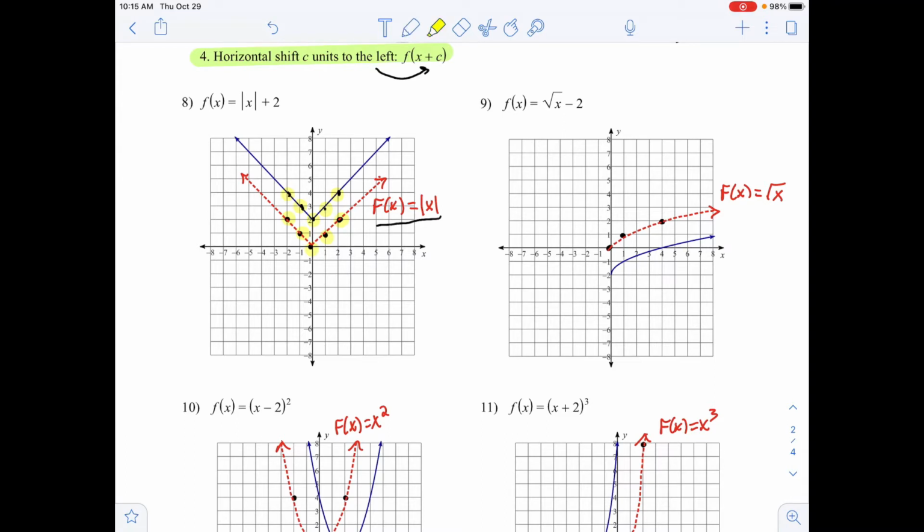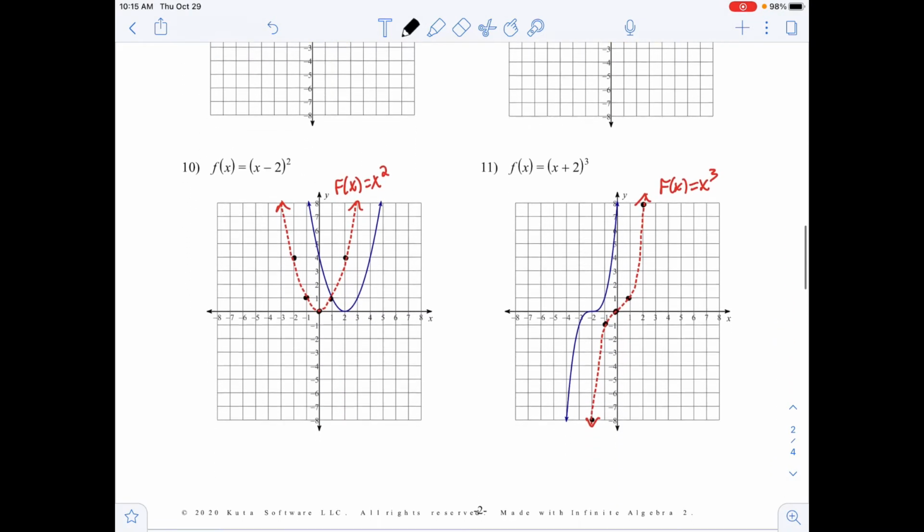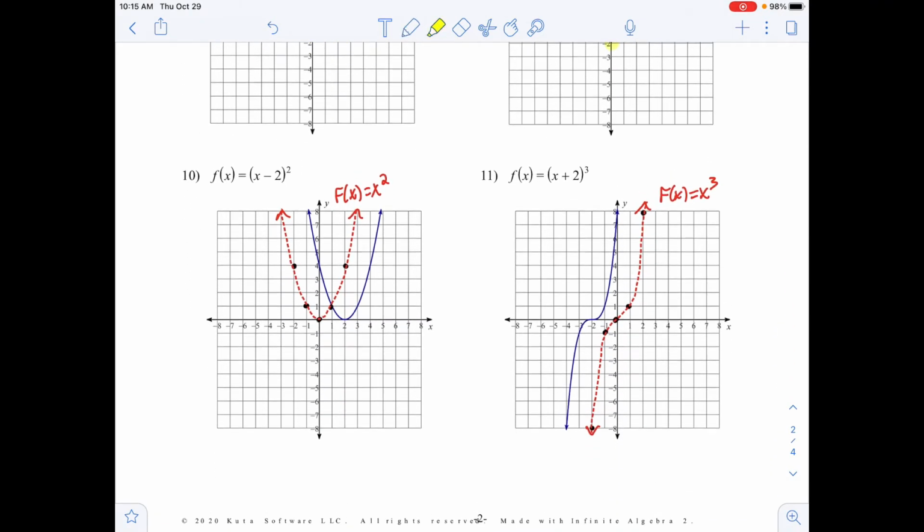So now let's look at the square root of x minus 2. That means we're going to shift the parent function, which is in red here, f of x equals the square root of x. That's the parent function. We're going to shift all those points down 2. So I have these 2 that I highlighted, and they're all going to be shifted down 2 to get the square root of x minus 2.